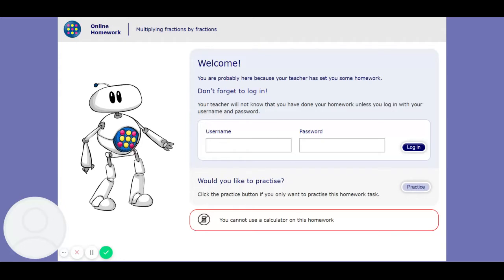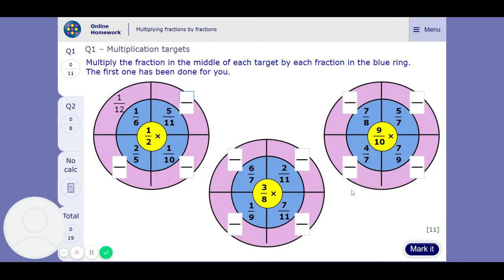Pen and paper will be useful for workings, but you cannot use a calculator for this homework. So let's begin. So multiplication targets. Multiply the fraction in the middle of each target by each fraction in the blue ring. The first one has been done for you.